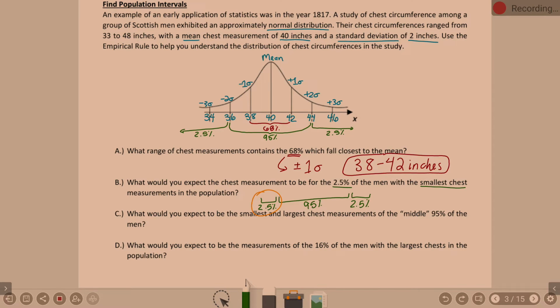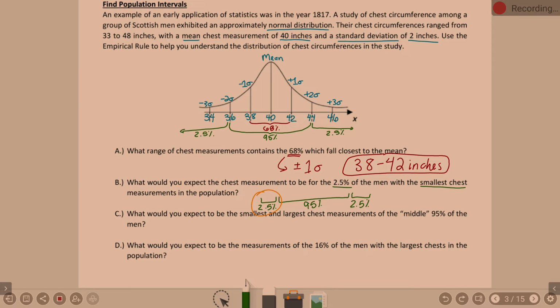What would you expect the chest measurement to be for 2.5% of the men with the smallest chest measurements? What are we going to say at this point? 35, 36. I was going to say 33, 36. Okay. On my paper, I wrote less than 36.